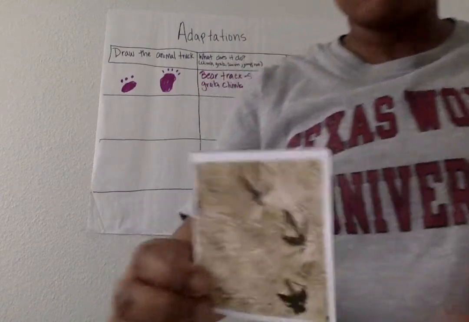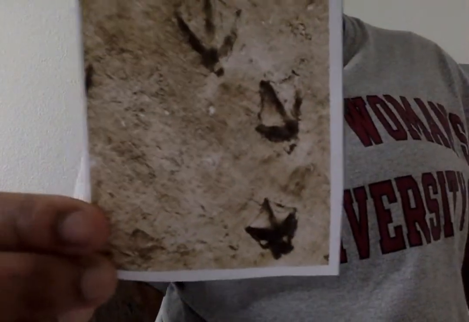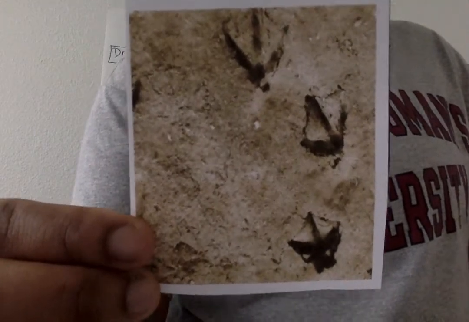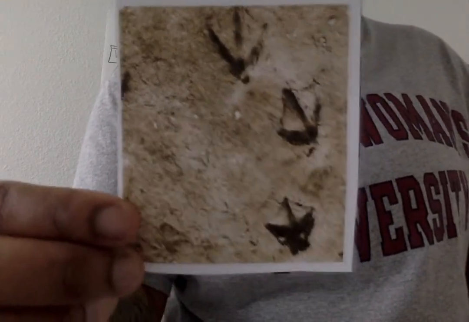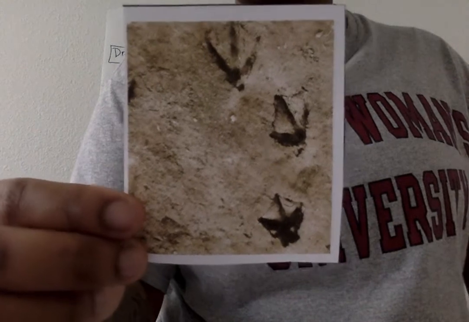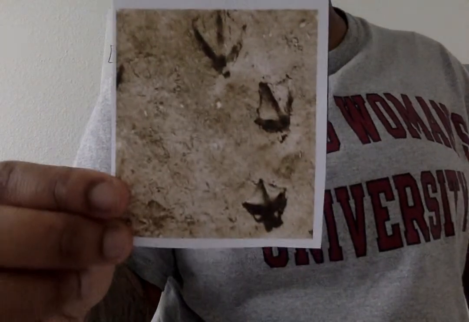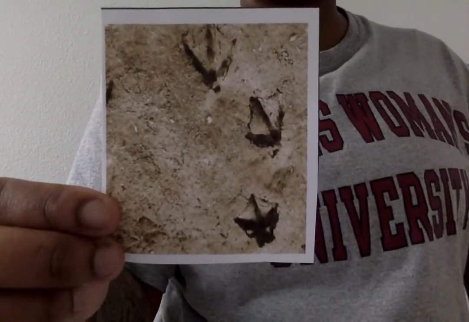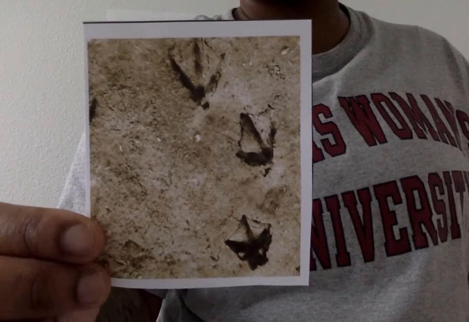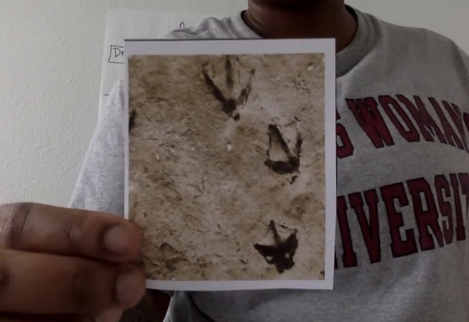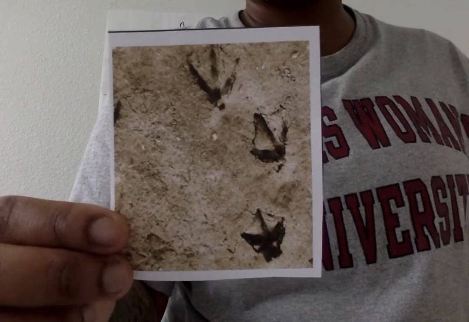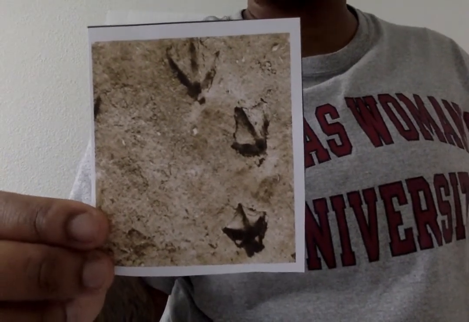So here is another one. Let's see, this one. All right. So carefully look at this and try to figure out what animal this could possibly be. Do you see any claws? Do you see anything that would indicate if it was part of the bear species, or maybe it's part of a bird species? Does it resemble anything that has a hoof?